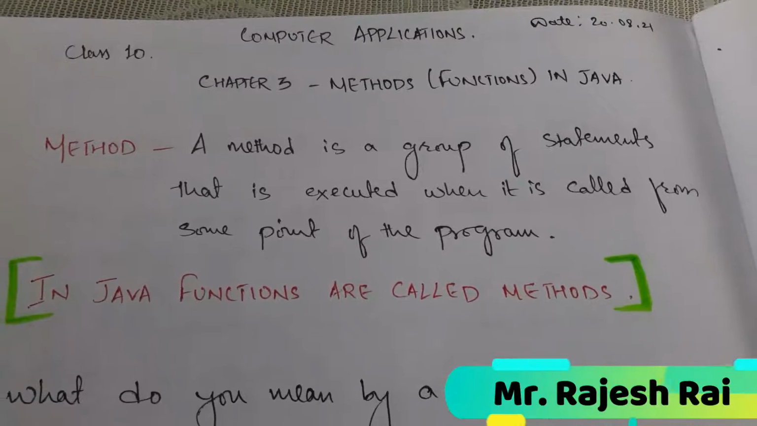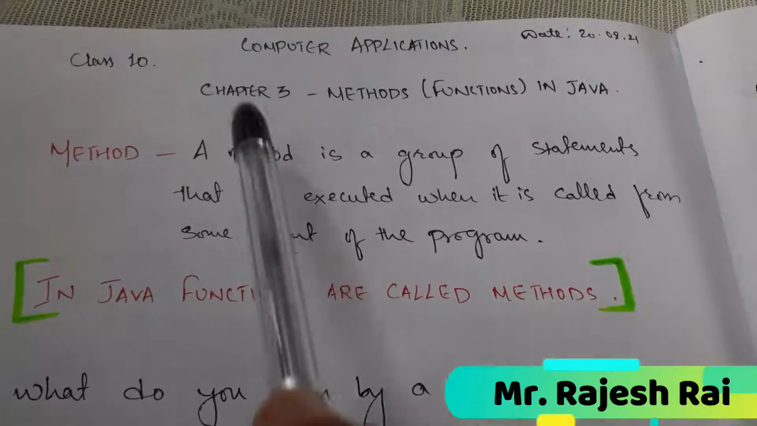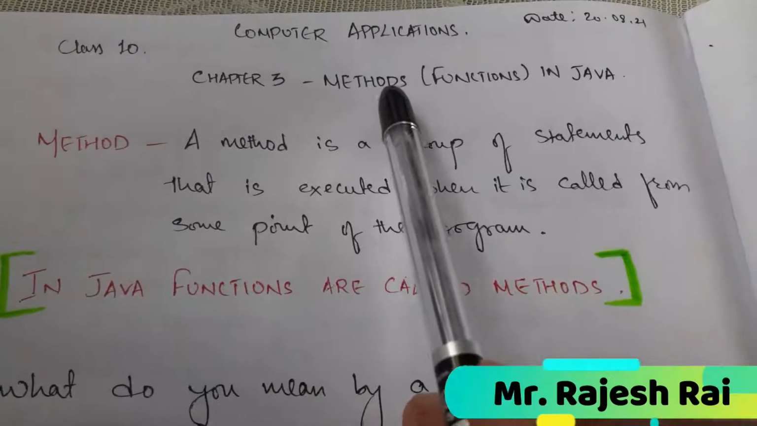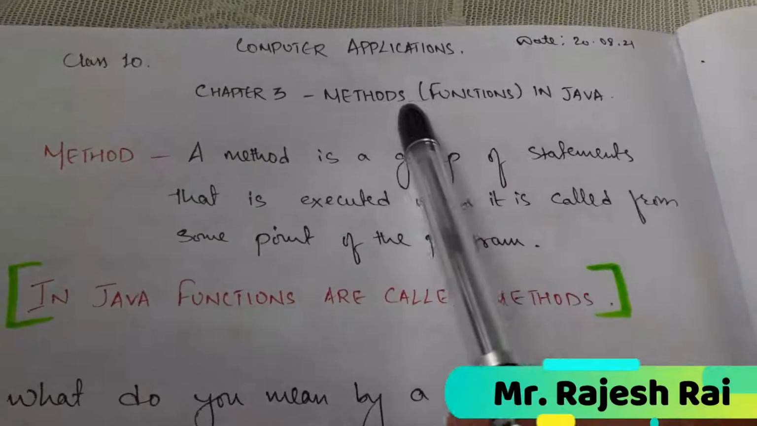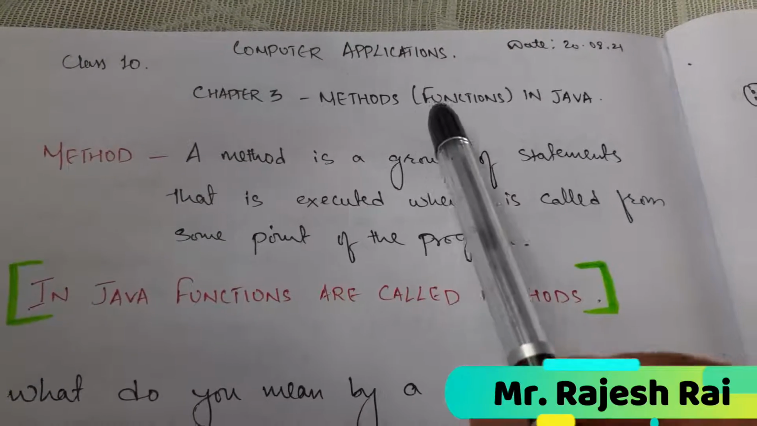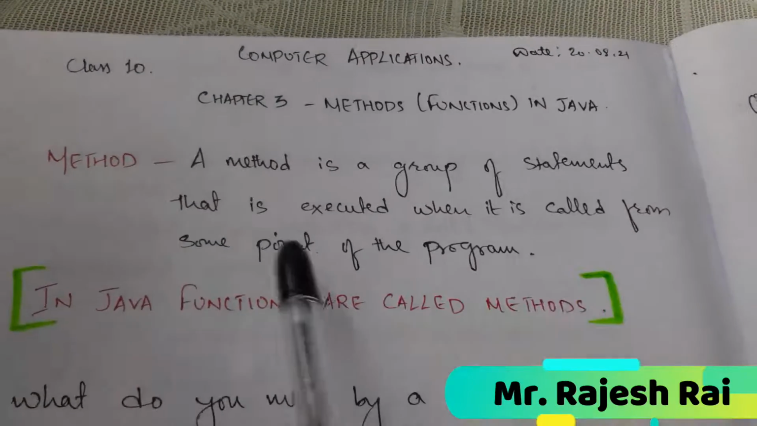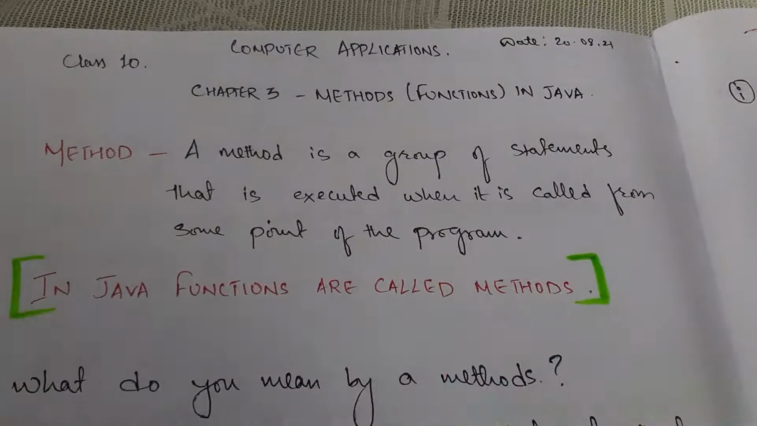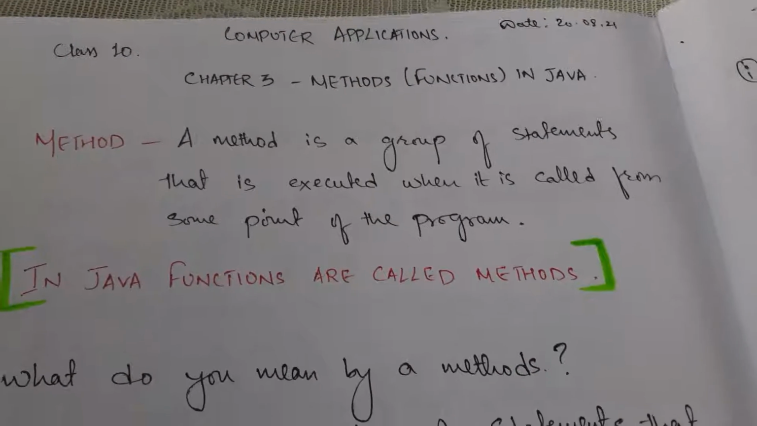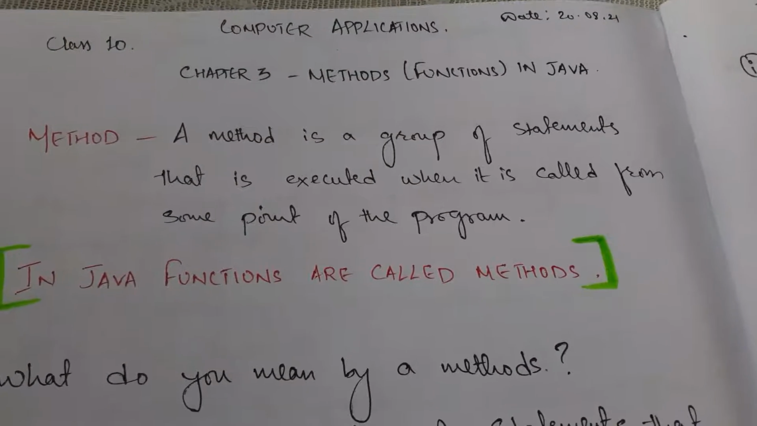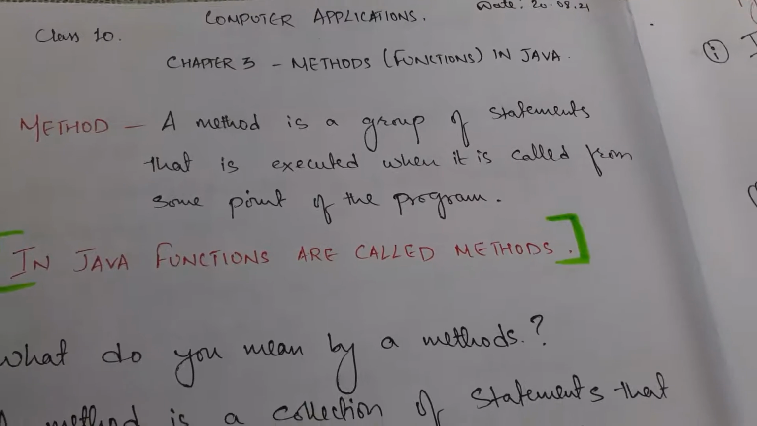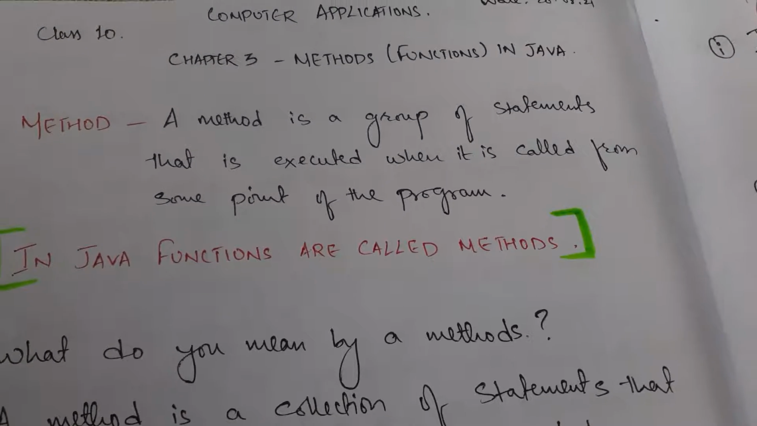And today I'm going to start a new chapter, that is chapter 3, which deals with methods in Java. Methods are also called functions. Here we'll be dealing mostly with the methods that we usually use during Java programs. So, first of all, what is a method?